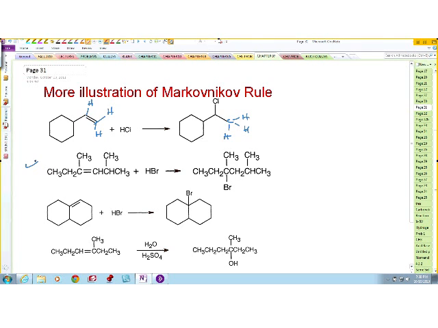But the point here is, whenever you're doing electrophilic addition reactions, the hydrogen goes to the carbon that contains more hydrogens, and the other group goes to the carbon that contains fewer hydrogens. So if you look at all of this here, hydrogen comes here, and bromine goes here. Okay, so anyway, we are going to continue with this on Tuesday.